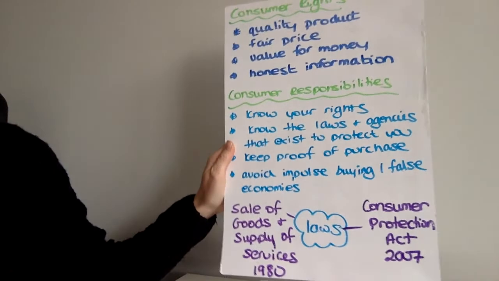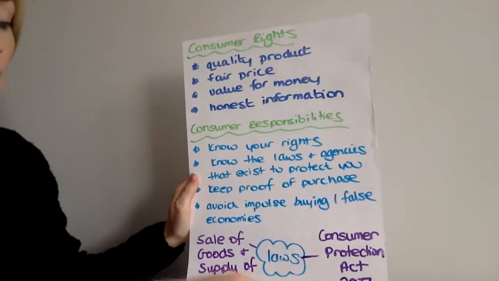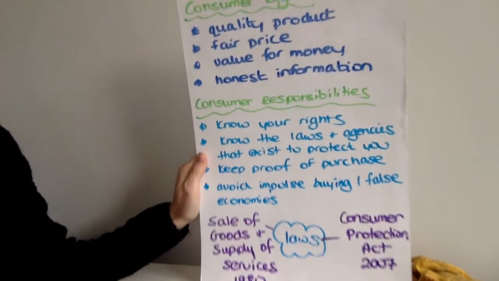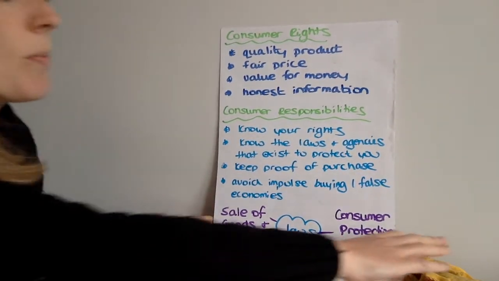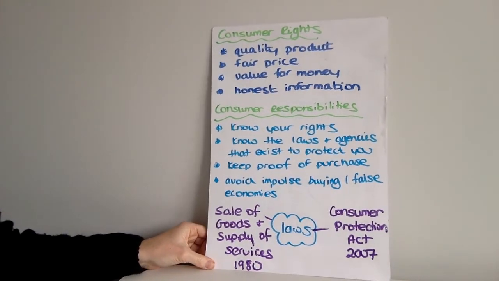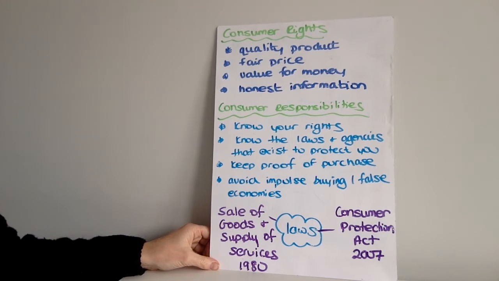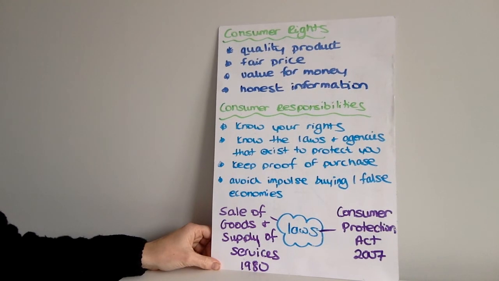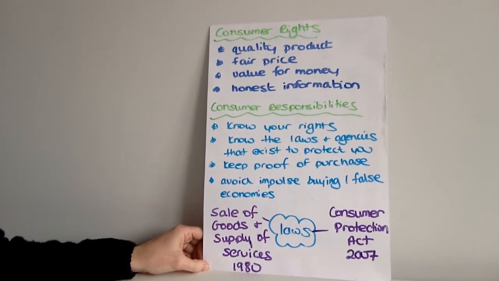We all know that a consumer is somebody who buys goods and services for their own use. As a consumer, some of our rights, so things that we feel we should be entitled to, would be a good quality product. We expect the product to last and not fall apart within a couple of hours. We would expect a fair price, value for money, and to be provided with information about that product. We would expect the information that we're given to be honest and accurate.